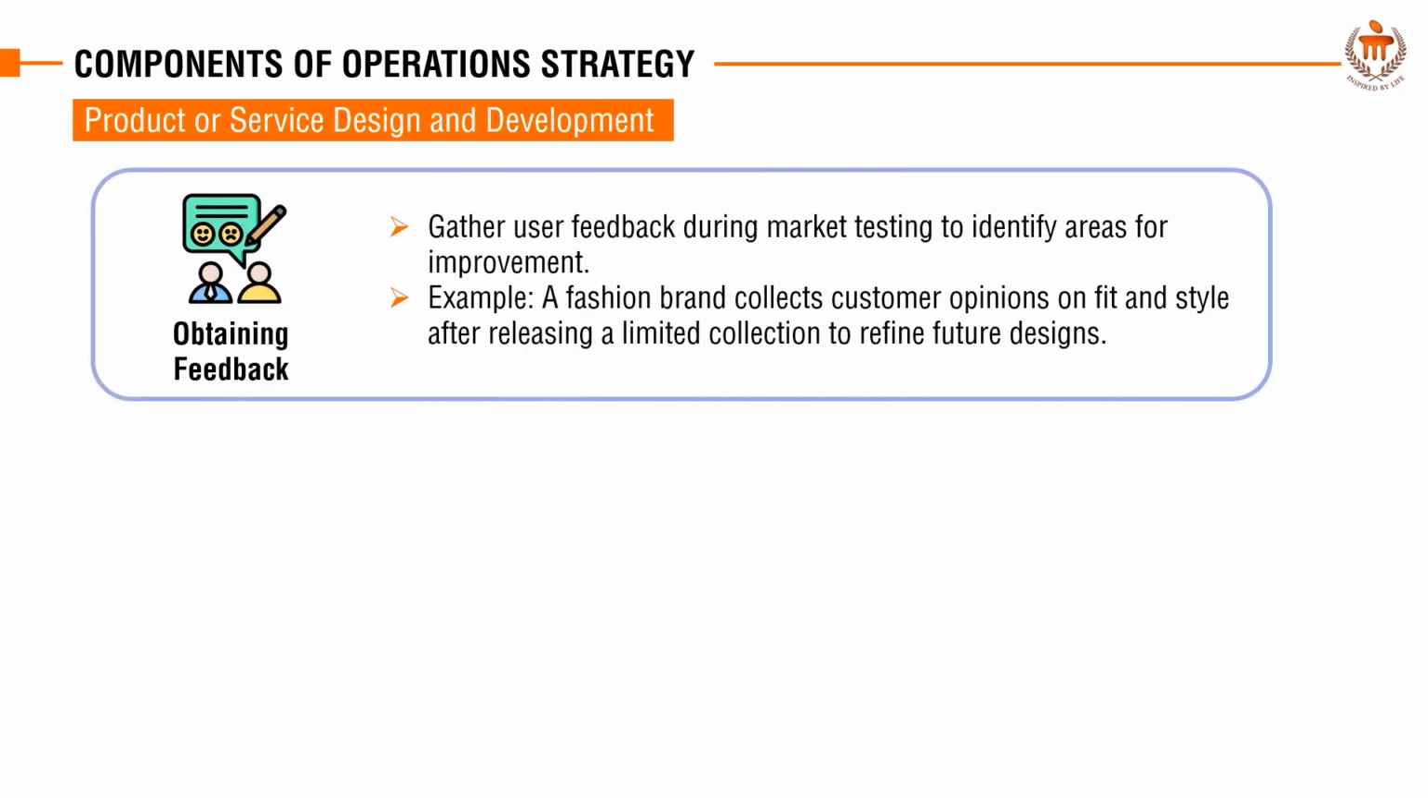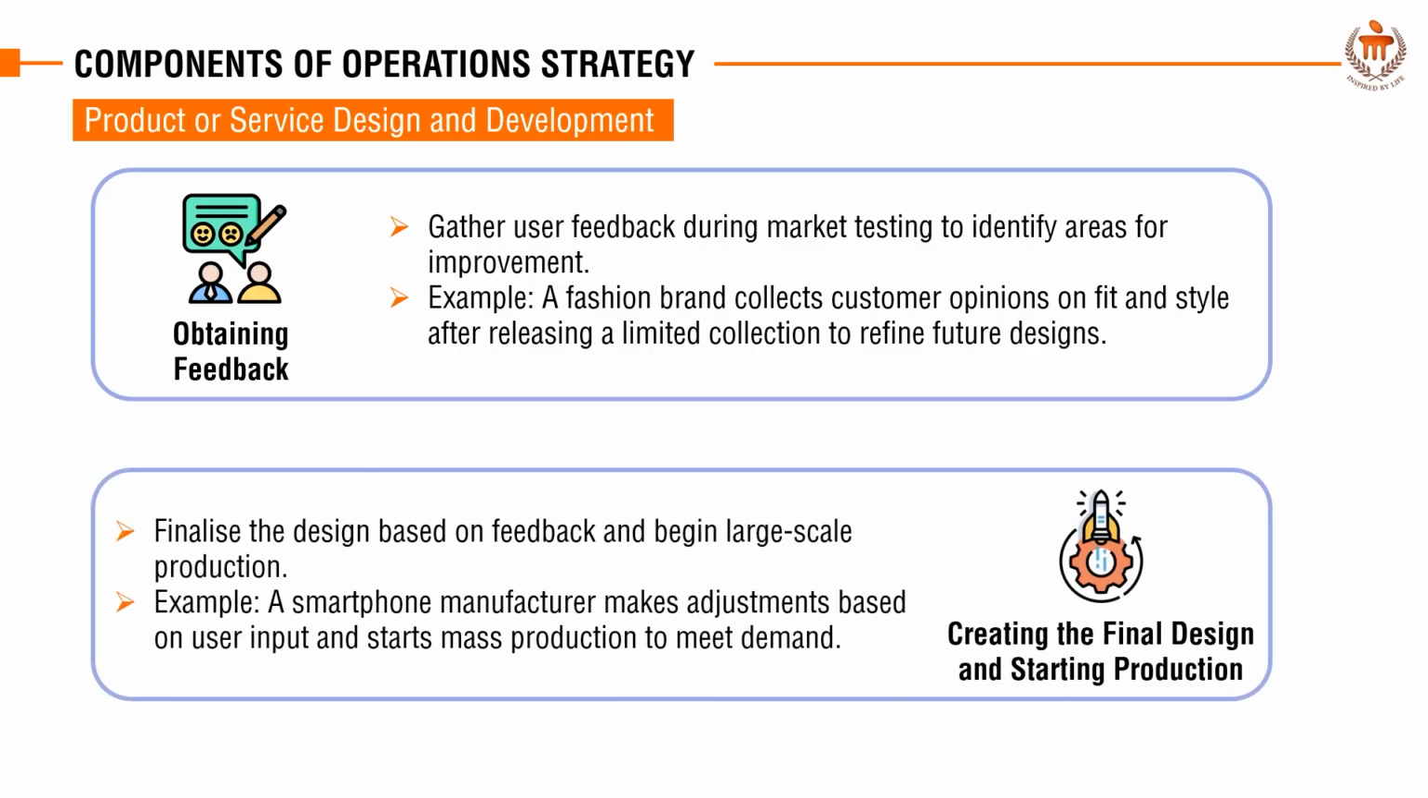Evaluating economies of scale for the production. This step involves analyzing how scaling up production can reduce cost and improve efficiency. For example, a beverage company might assess how producing a large quantity of its drink can lower the per unit cost and maximize profits.